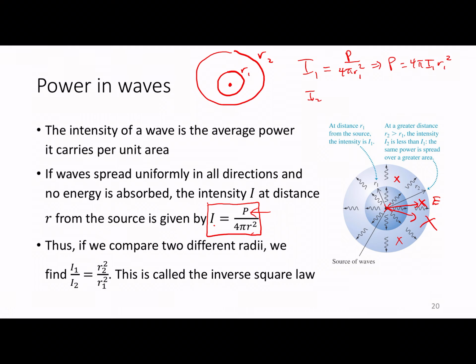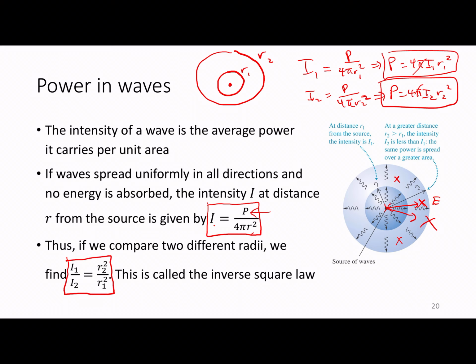I can do the same thing for Jupiter. I2 is P over 4 pi r2 squared. Solve for power. I see that this same power is 4 pi I2 times r2 squared. So these are both equations for the power. If I solve them together, set them equal to each other, the 4 pi's cancel. I rearrange and I find that I1 over I2 is r2 squared over r1 squared. This is called the inverse square law. That's the way that it decays is 1 over r squared.